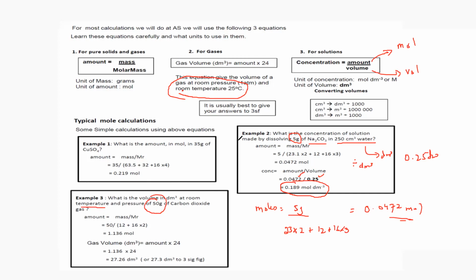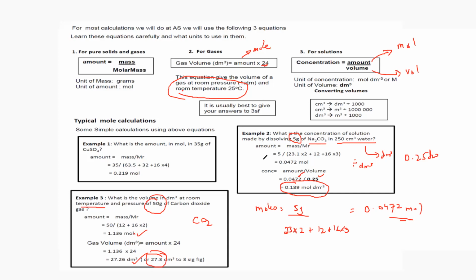To use this formula, we should first know the amount, the moles, and then we'll multiply by 24. So from mass in gram divided by molar mass, carbon dioxide molar mass is 44. So we divide, we'll get 1.136. After getting the moles or amount, multiply by 24, so we'll get the volume in decimeter cube. And whenever you write the answer, you should always write it in three significant figures. So it will come out as 27.3 decimeter cube.